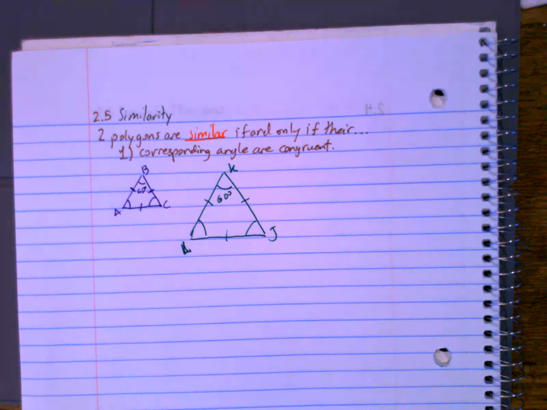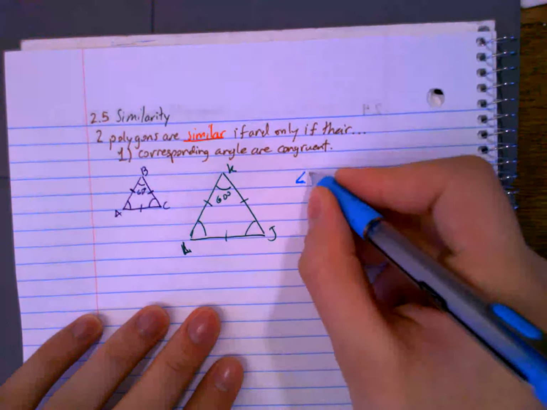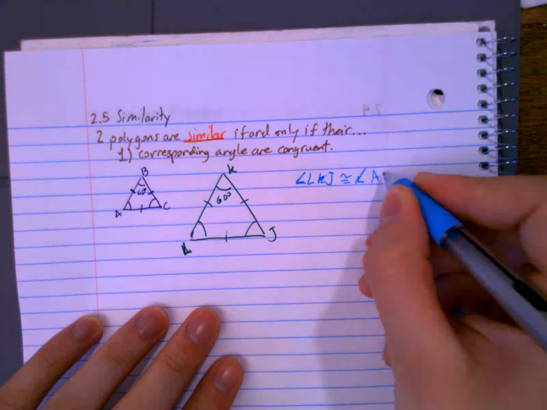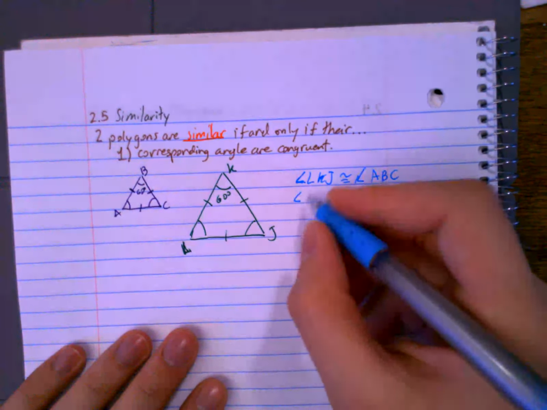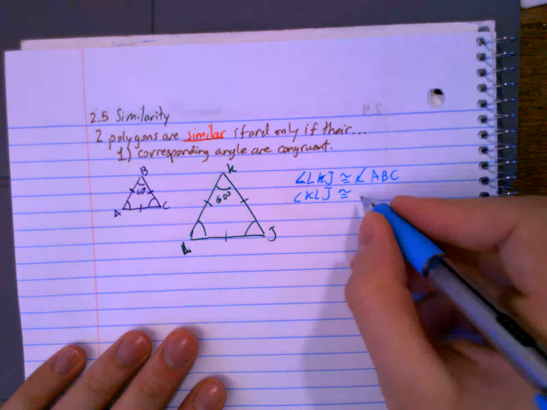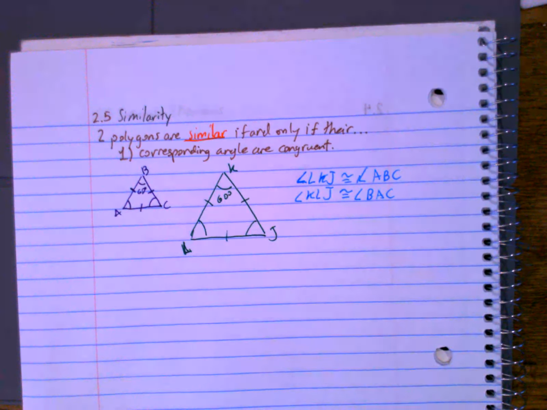So that means I can make the statements such as that angle LKJ is congruent to angle ABC. Or I can say that the angle KLJ is congruent to angle BAC. Everybody see how this is working out here as far as the first rule? All right. And that's the first rule.